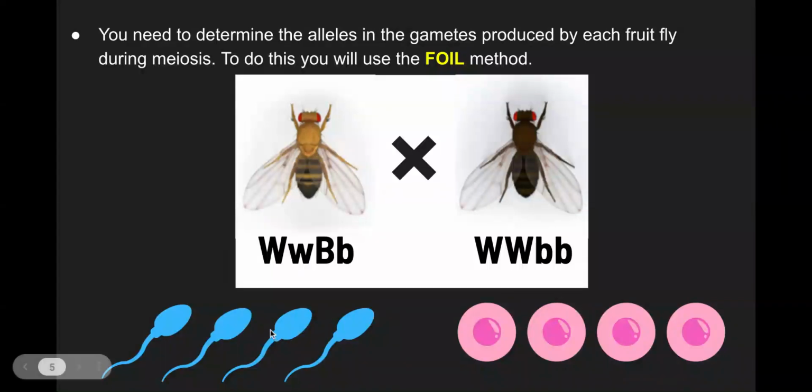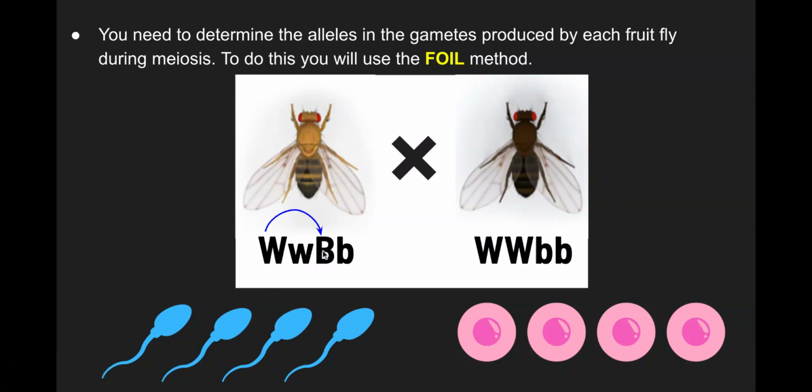The way that you do this is you use the FOIL method. That stands for first, outer, inner, last. Don't let that terminology throw you off. I'm going to show you how to do it here. So look at the male fruit fly's genotype. You are going to take the first letter for the first trait, which is a big W, and pair it with the first letter for the other trait, which is a big B.